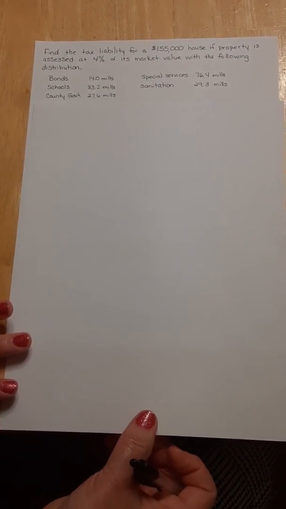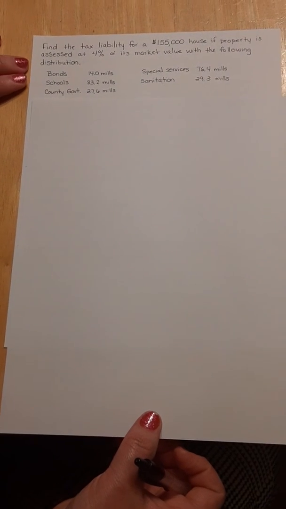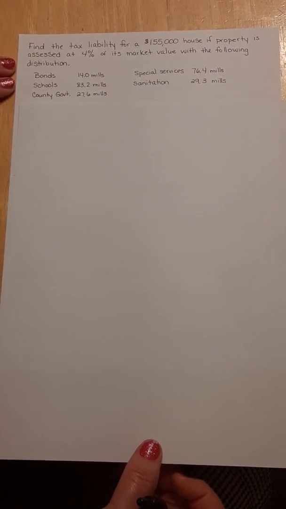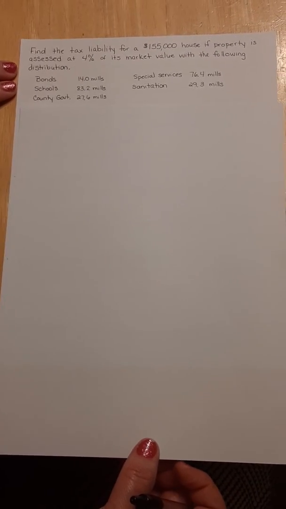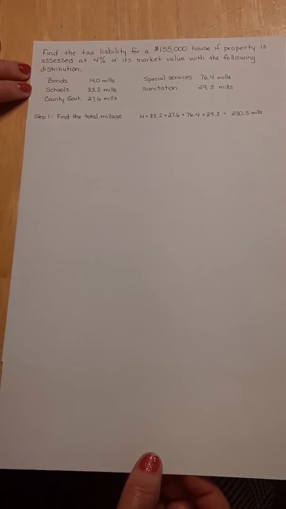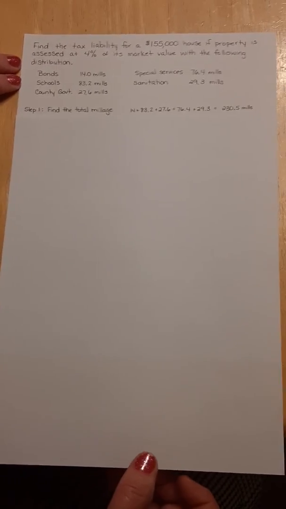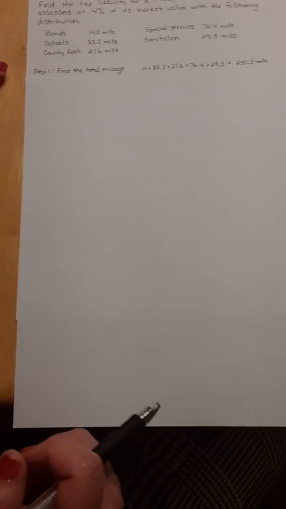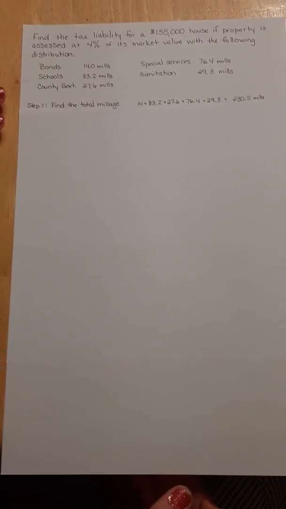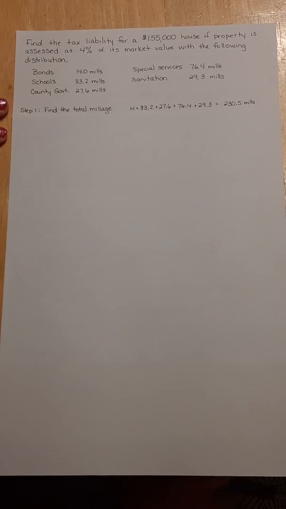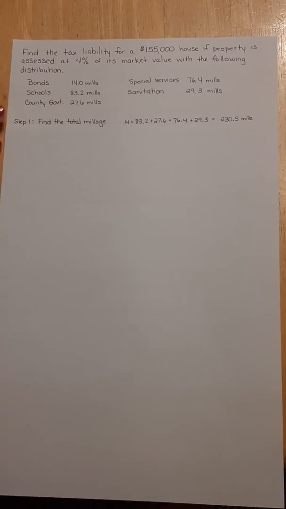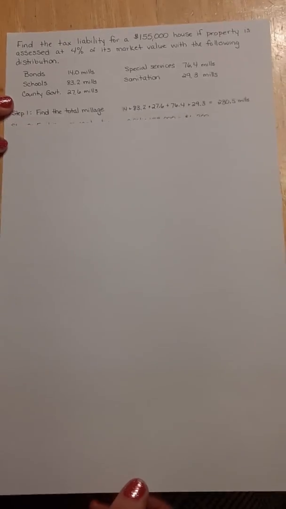So what I need to do, the very first step, is to know how much total mills I'm dealing with here. They gave me a whole bunch of different things here, 5 different things. I'm going to just add them up. So the very first step before I can move on is to find out how much total millage I have. So add up these amounts, and when you do that, you get 230.5 mills.